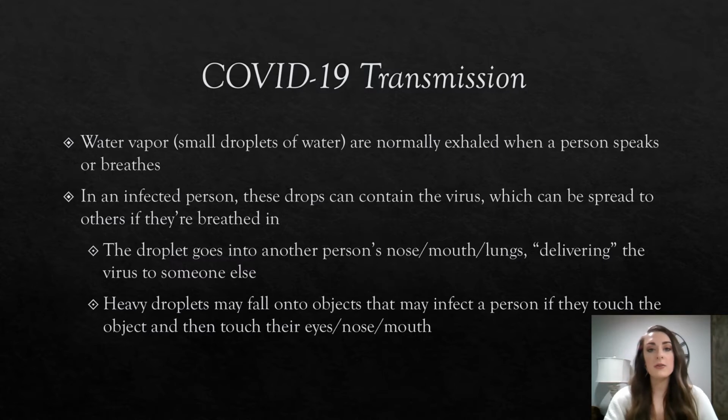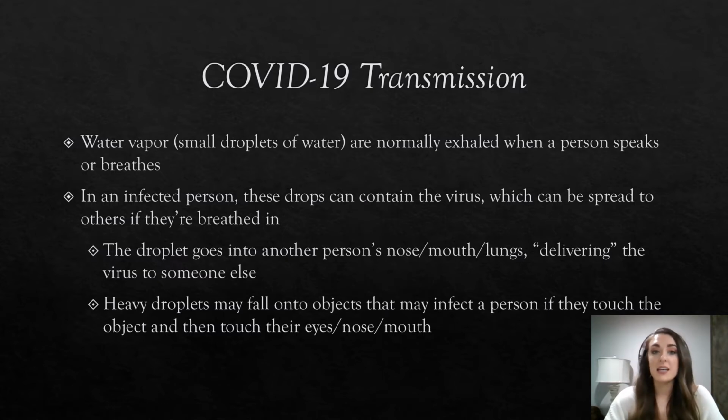Okay, so how does this virus get into your body? When you breathe, talk, or cough, you normally exhale little drops of water. In an infected person, these drops can contain the virus. Most droplets hang out in the air and can be breathed in by someone else. This is how the virus gets into another person's lungs.